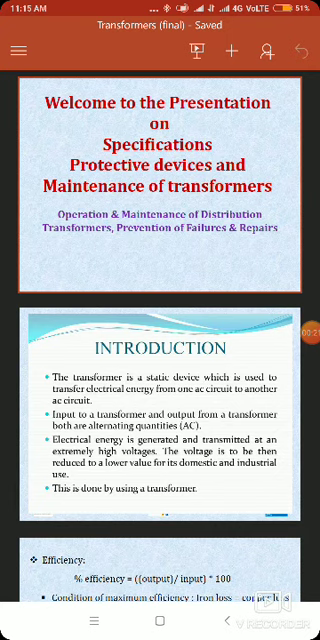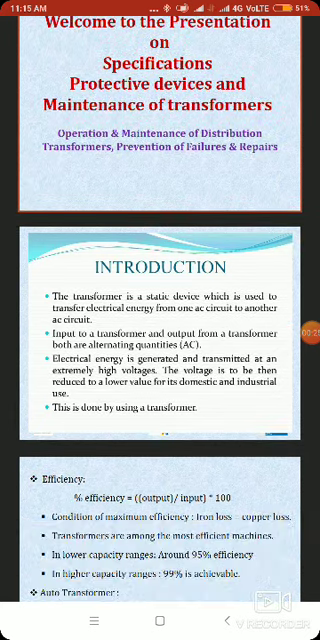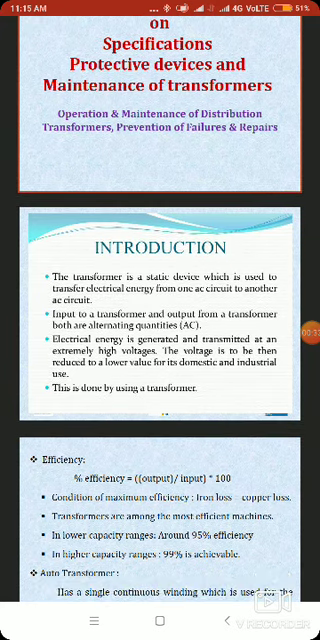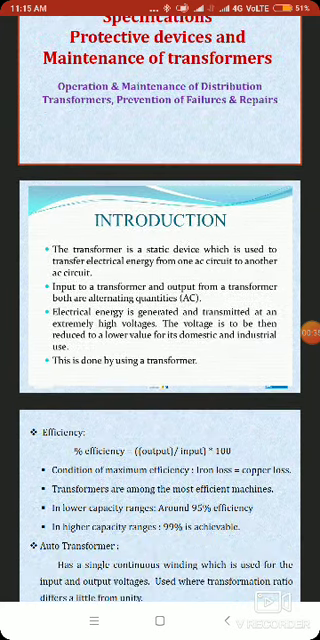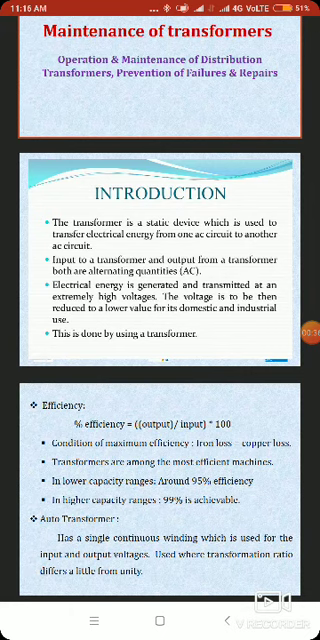So first let's try to understand what a transformer is. Basically, a transformer is a static device which is used to transfer electric energy from one AC circuit to another. The input to a transformer and the output from a transformer are both alternating currents. So these are just the basics.